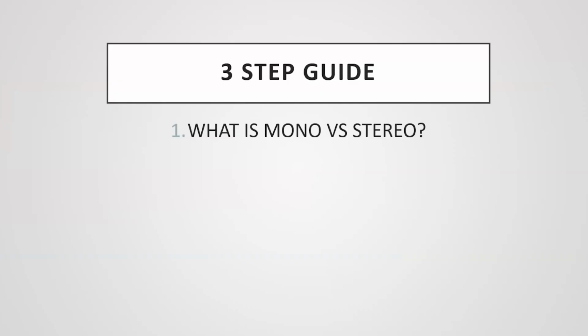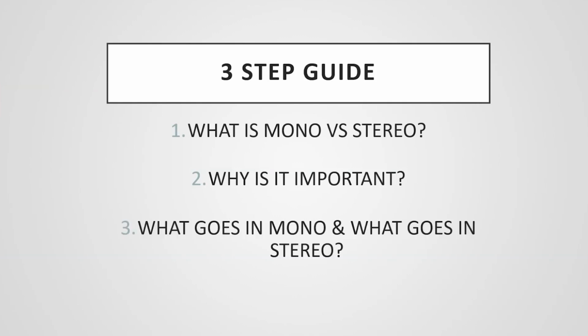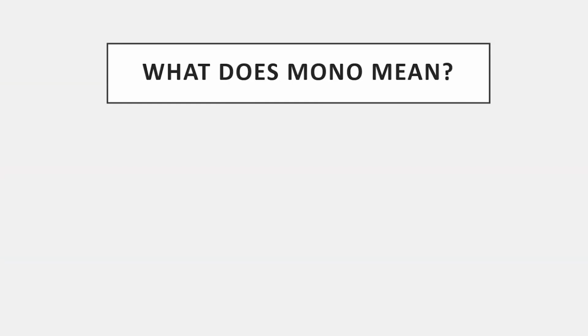We're going to break this down into 3 easy to follow steps. In step 1, we're going to explain what mono is and what stereo is. In step 2, we're going to look into why it is important to use mono versus stereo. And then in step 3, we're going to look at what elements go in mono and what elements go in stereo. What does mono mean?